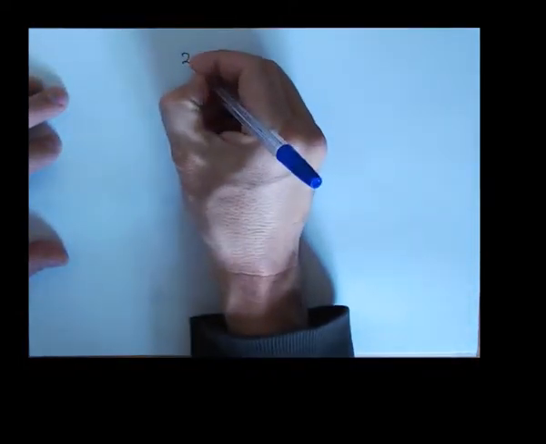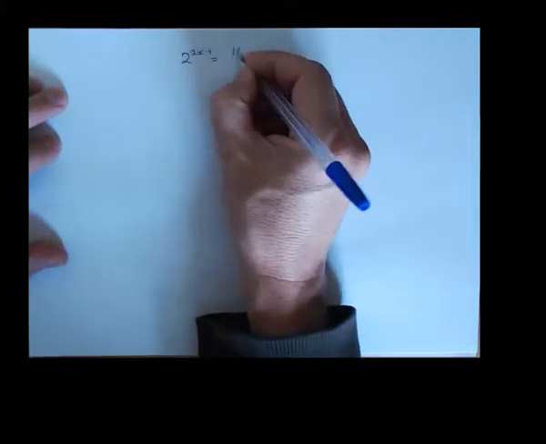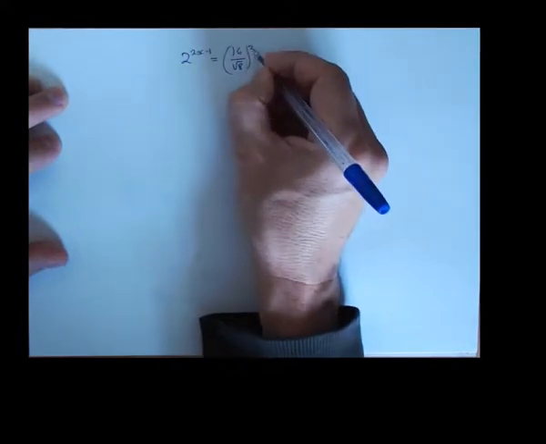Let's look at one more question. So let's look at 2 to the power of 2x minus 1 is equal to 16 over the square root of 8 cubed. This is an exam question. Let's see what we get here.